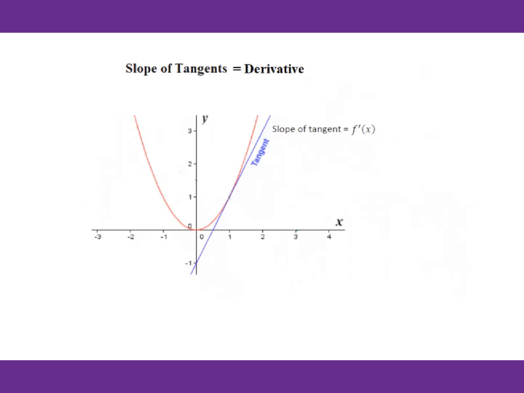This video is about the power rule of a derivative. Let's review what a derivative is. The slope of a tangent line, or gradient of a tangent line, we call it a derivative. Look at this graph. The slope of the tangent line equals f prime of x, which means the derivative of f of x.